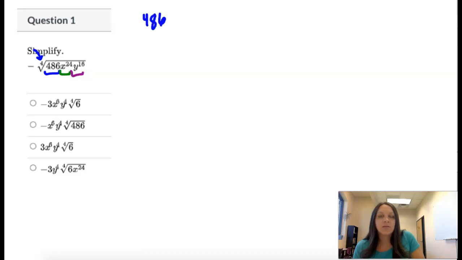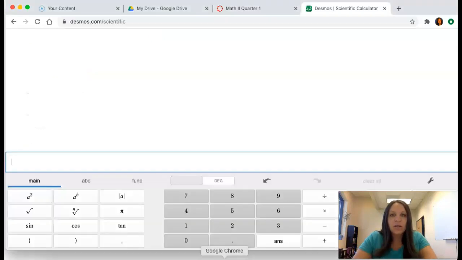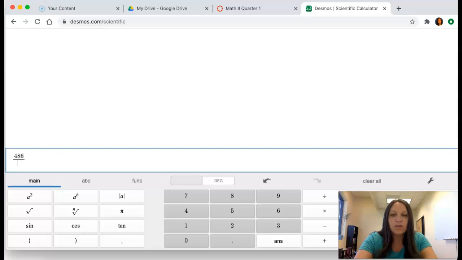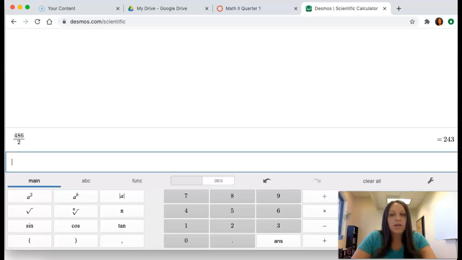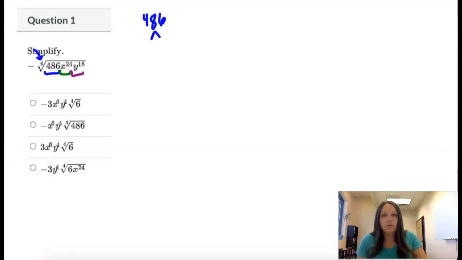And I just want to factor this. I want to see what makes up 486. So when you're doing this, use a calculator. I like to use the Desmos Scientific one. So I'm going to just see what 486 breaks down as. I know it's an even number, so I'm going to divide it by 2. So 486 is 243 times 2. 2 times 243 makes up 486. And then I'm going to keep going.